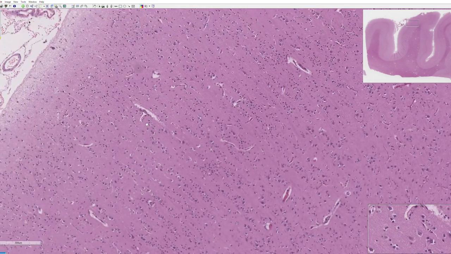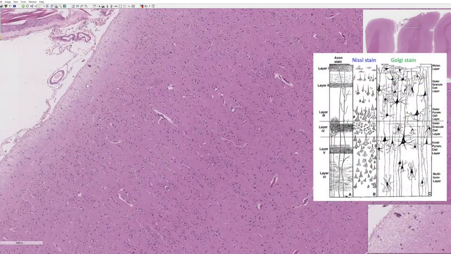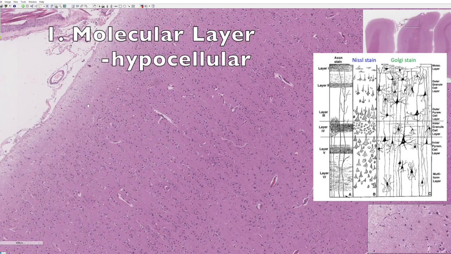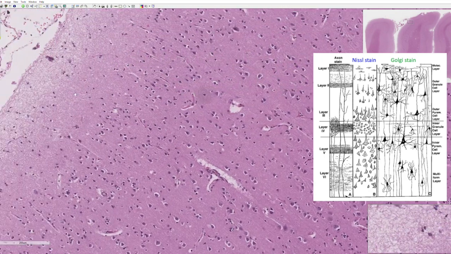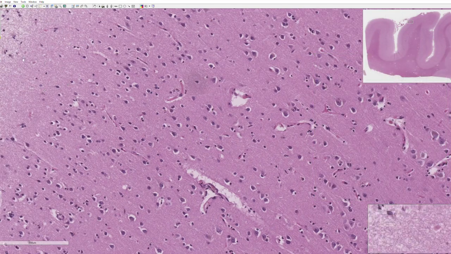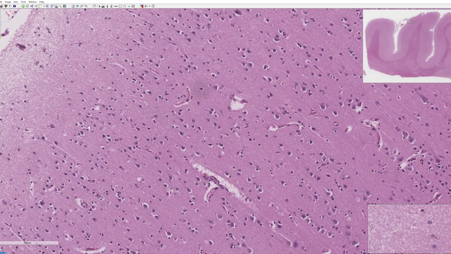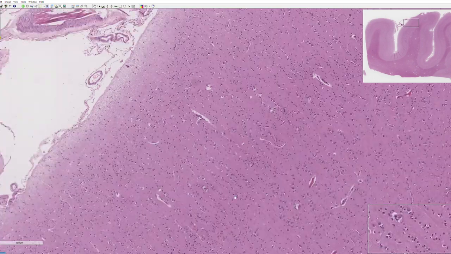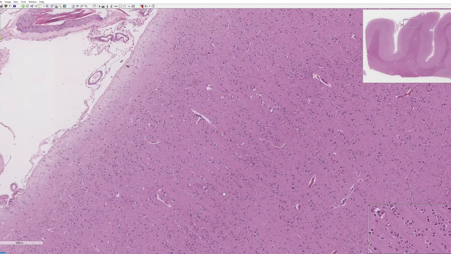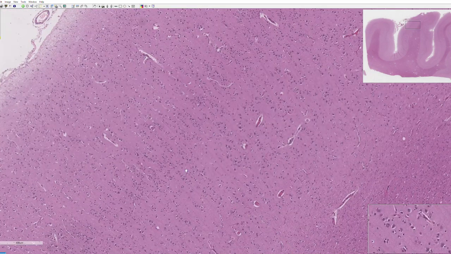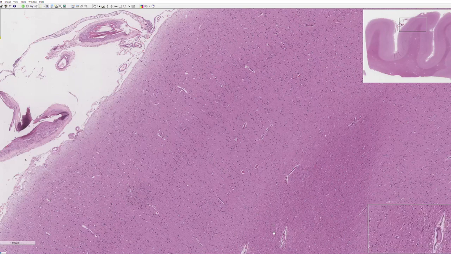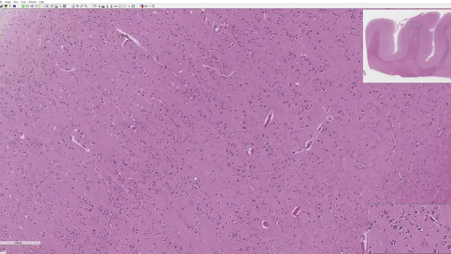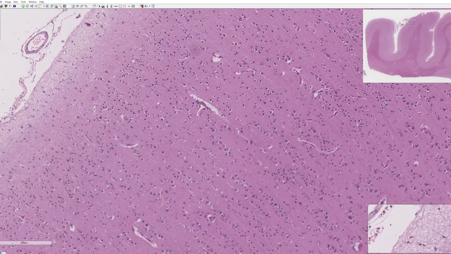So just reviewing these six layers, we have the molecular layer. This is a relatively hypocellular area composed largely of axonal processes. A lot of the neurons communicate in this area, and a lot of the communication actually happens in these columns. So these neurons all communicate in a network and transmit information inside the column, and then transmit it outside the column in a very isolated manner.